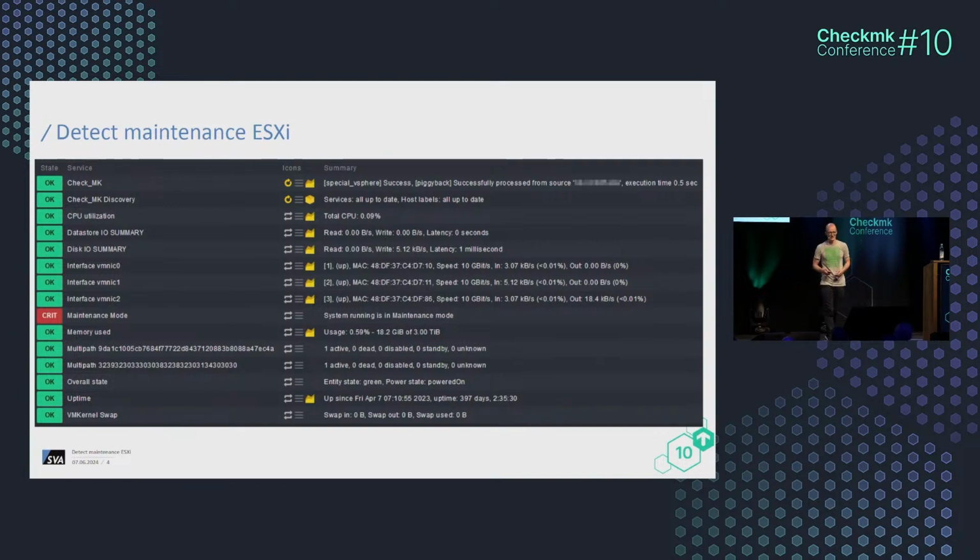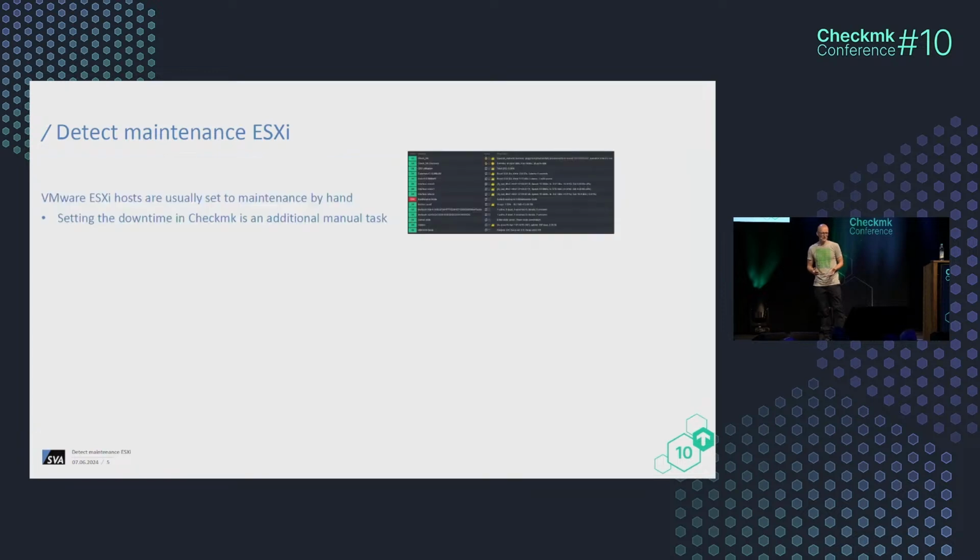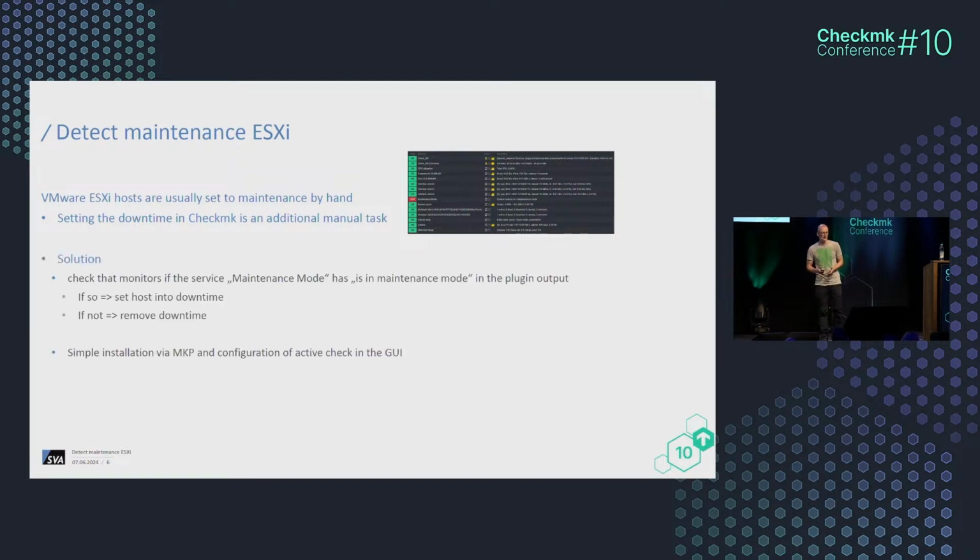And our colleague Daniel talked to the customer and was like, it's a valid question. Why can't we do something about it? And then he built the first draft of it, I think it was a few years ago, where he said, okay, I'm just going to build an active check. And this active check is going to monitor the state of this maintenance mode service. And if it says that the host is in maintenance, it's going to set the ESXi host into downtime. And once maintenance mode in ESXi has been deactivated manually, because the upgrade is done, hardware maintenance is done, whatever, then the downtime is also removed within Checkmk, and everyone's happy.